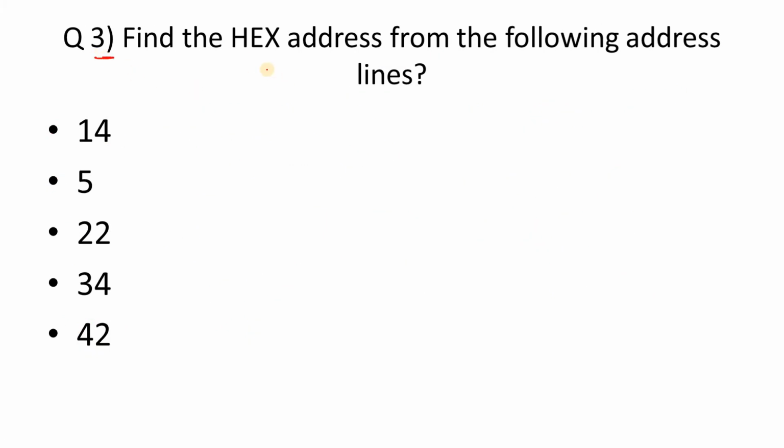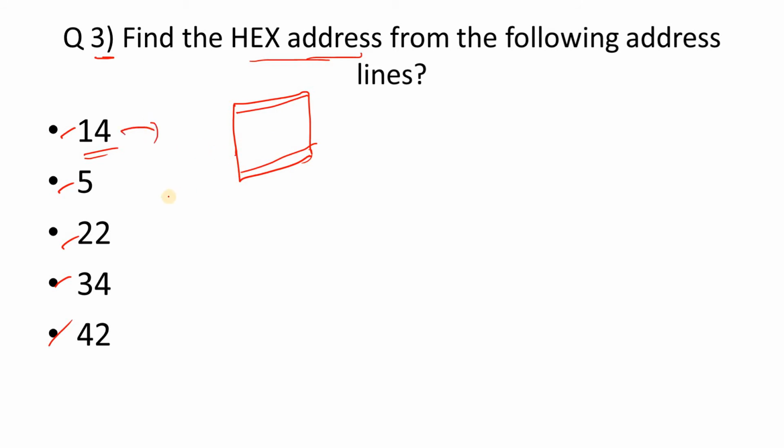Continuation question: find the hexadecimal address from the following address lines. These are the address lines. First, address line 14, hexadecimal address. For example, if you consider one memory, you identify the initial location and the final location.